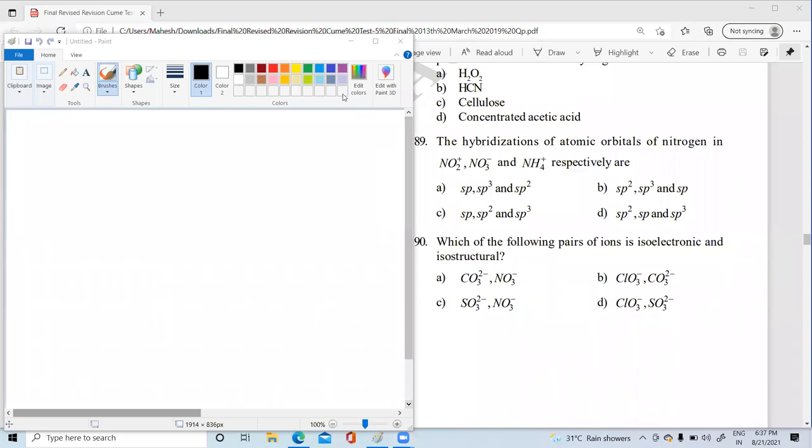Question number 89, students. Here, the hybridizations of atomic orbitals of nitrogen in NO2 plus, NO3 minus, NH4 plus. NO2 plus is sp hybridized, students, NO3 minus is sp2 hybridized, and NH4 plus is sp3 hybridized. So sp, sp2, sp3. Option C is the correct one.